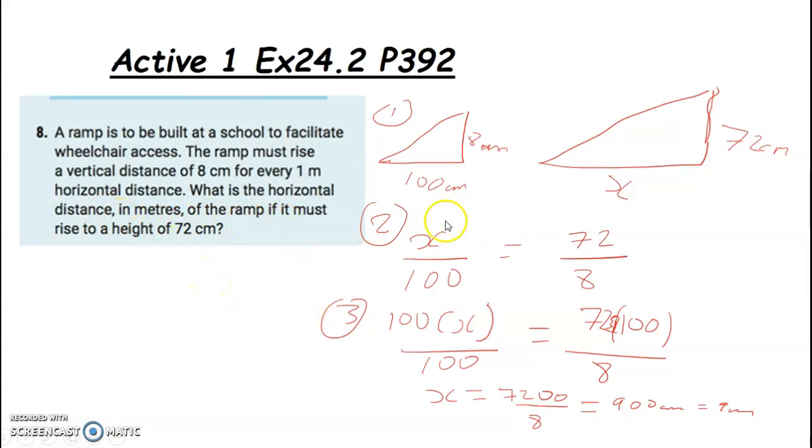A couple of things are important. These are similar triangles. The three angles are the same. So this angle is the same as this angle, this angle here is the same as this angle here, and this angle here is the same as this angle here. That means the sides are going to be proportionate to each other. So that's what we're working off here.